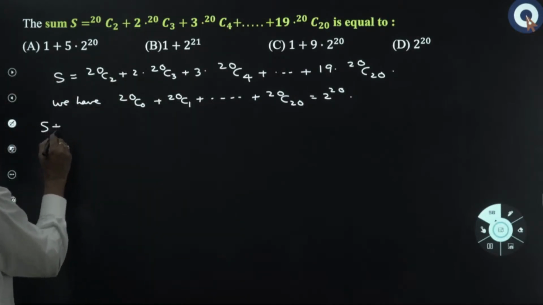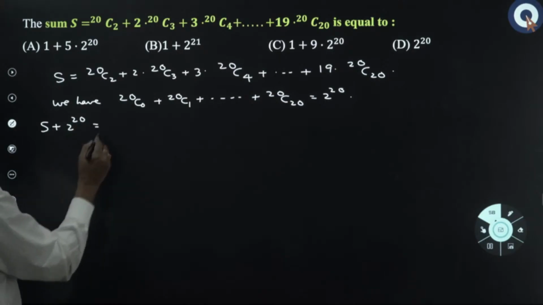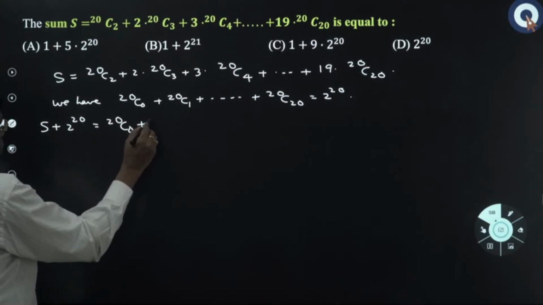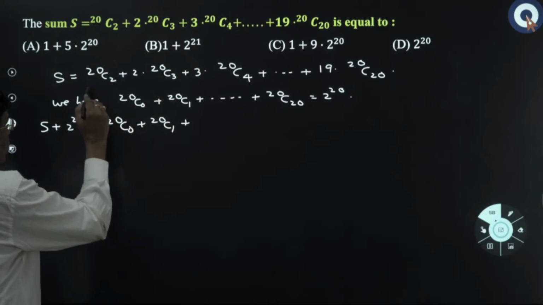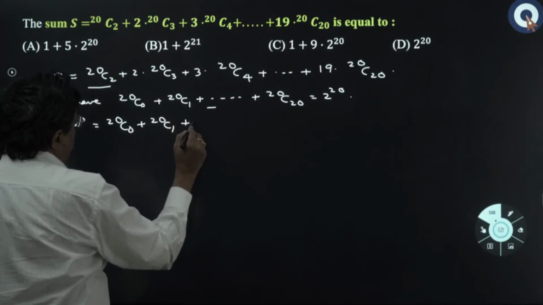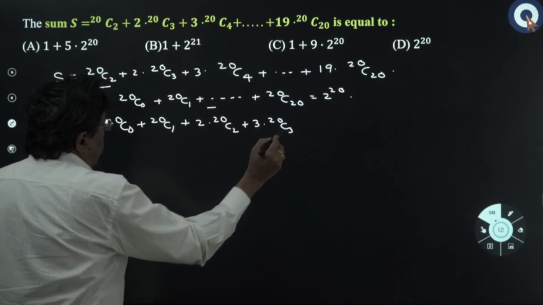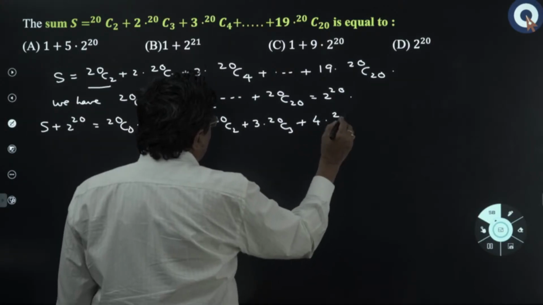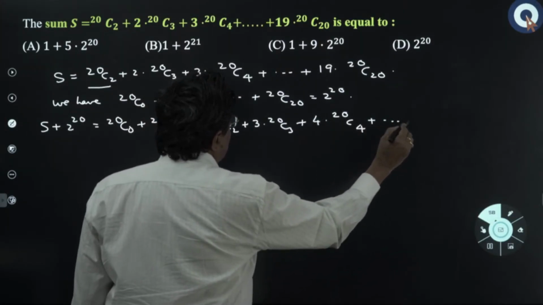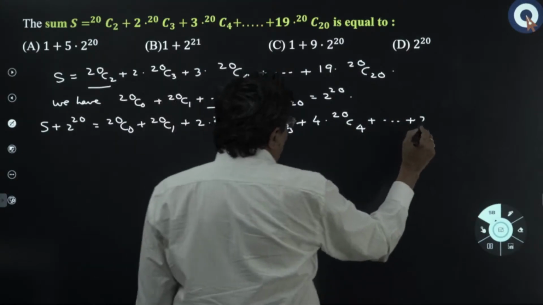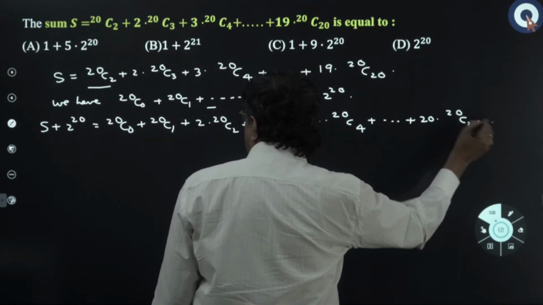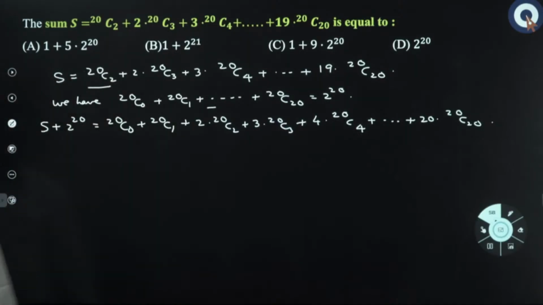So left side will be S plus 2 power 20 and right side will be 20C0 plus 20C1. From 20C2 onwards, one more is added. So 2 into 20C2 plus 3 into 20C3 plus 4 into 20C4, and so on, 19 plus 1, 20 into 20C20. So this is what we get here. So S plus 2 power 20, this much is equal to this much.